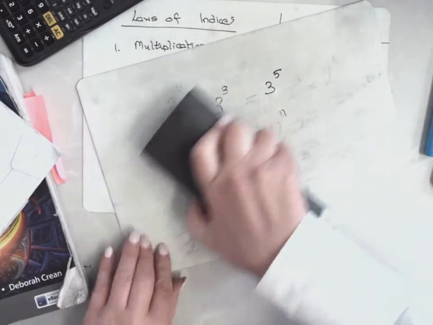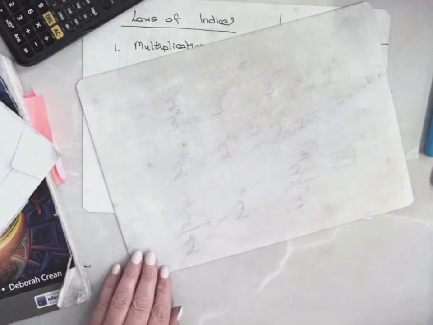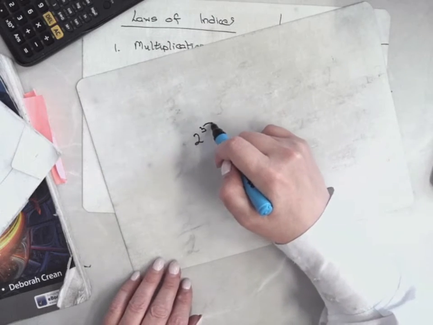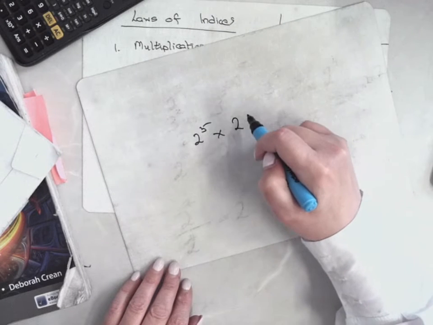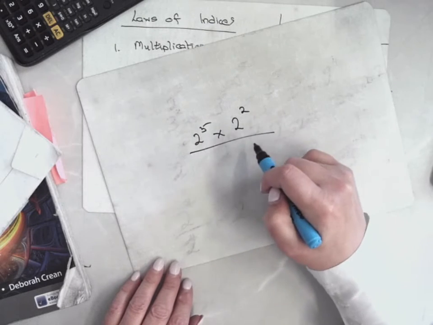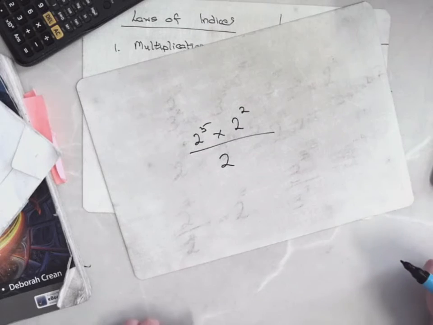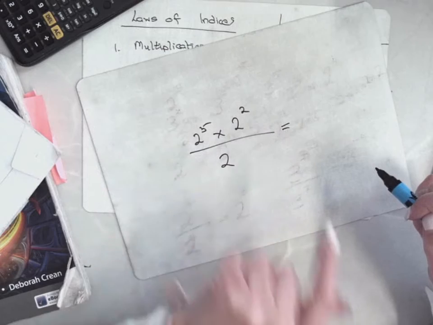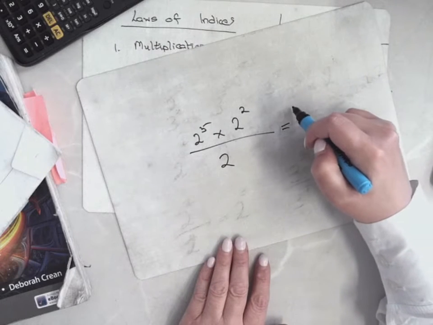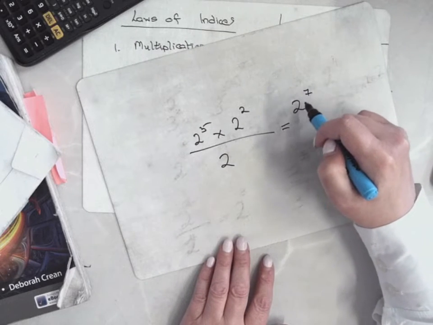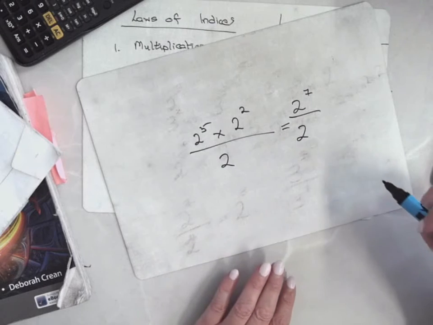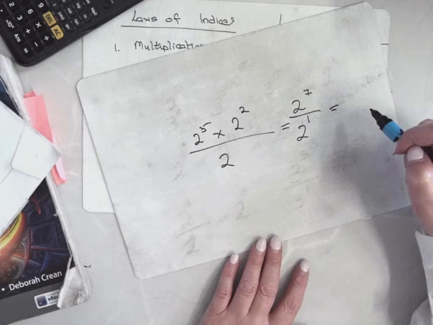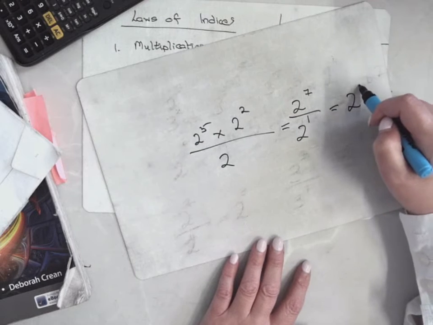Right, okay. Just one more little complicated one before we go. So if I go 2 to the power of 5 multiplied by 2 to the power of 2 divided by 2. Okay. So do the top of the line first. So 2 to the power of 5 multiplied by 2 to the power of 2, what would that be? 2 to the power of 7. And then I want to divide that by 2 on its own, which is 2 to the power of what? 1. So 2 to the power of 7 divided by 2 to the power of 1 is 2 to the power of 6. Is that right?